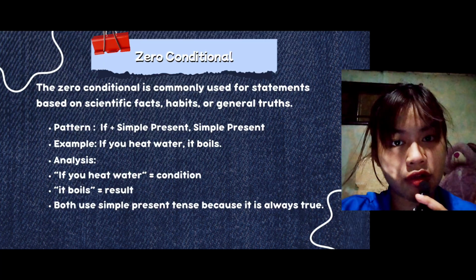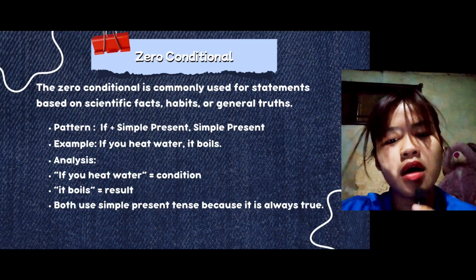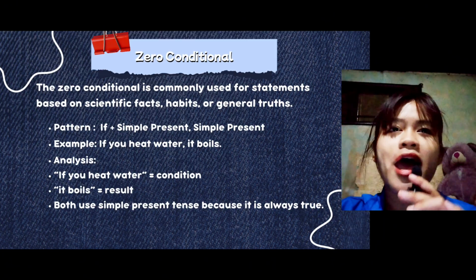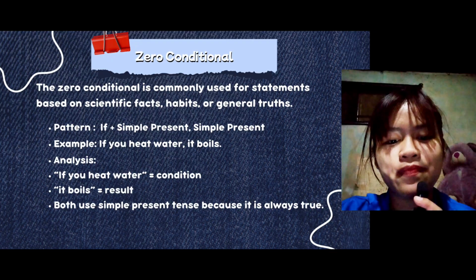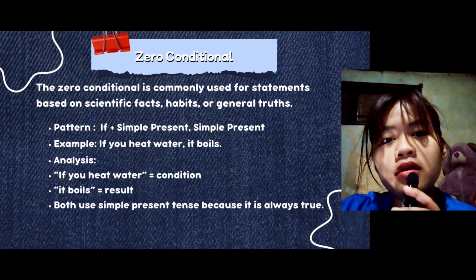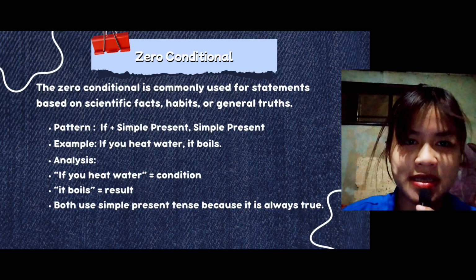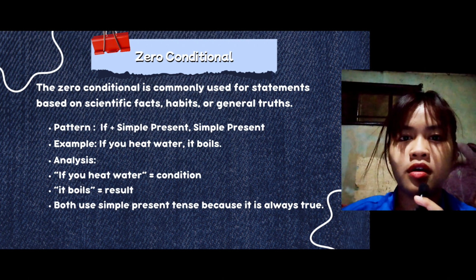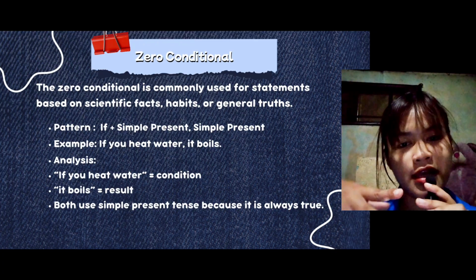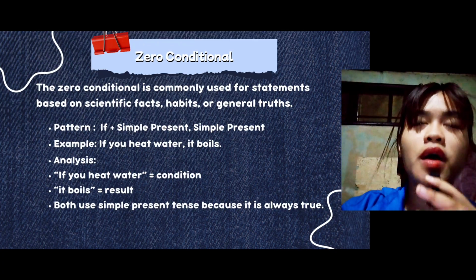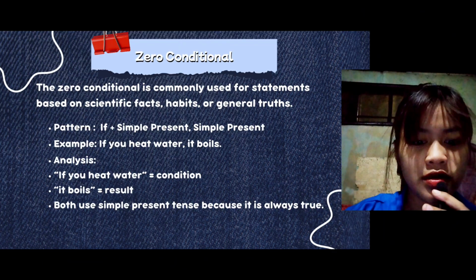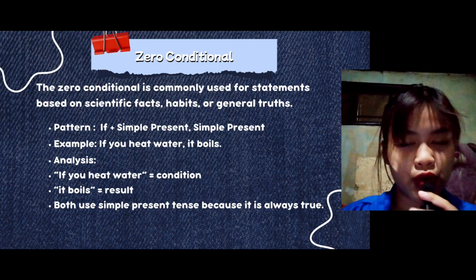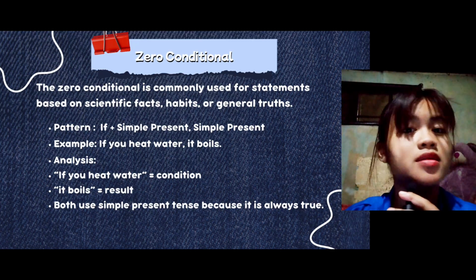Then we have zero conditional. Zero conditional is commonly used for statements based on scientific facts, truths, habits, or general truths. For the pattern, if plus simple present, then the result. For the example, if you heat the water, it boils. The analysis is: if you heat the water is the condition, it boils is the result. Both use simple present tense because it's always true.